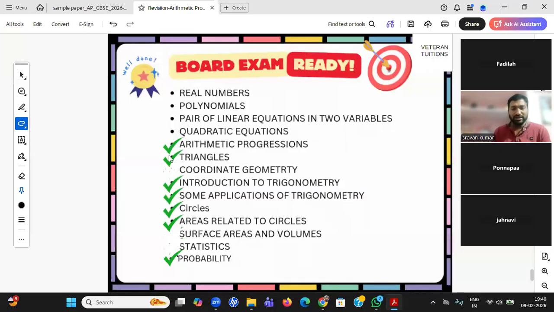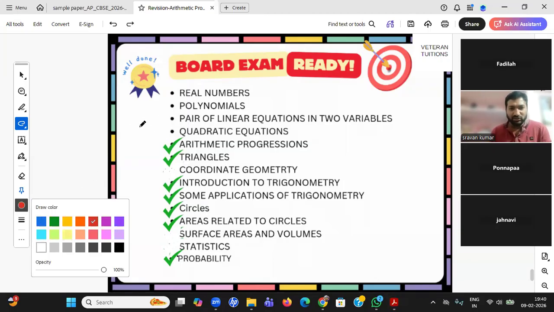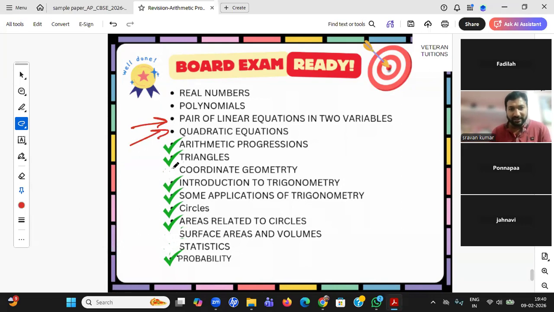Now you see, in the red zone we have the pair of linear equations and quadratic. Red zone means I'll use the red color. In the red zone we have these chapters: surface areas and volumes, and statistics. We have these 4 topics, students. So I'm starting with surface areas and volumes.